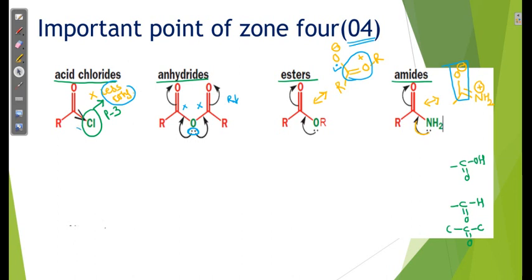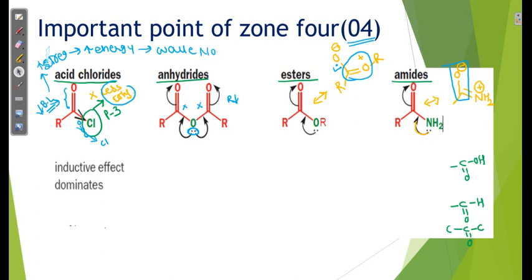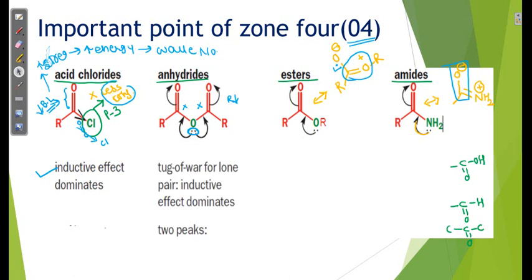Due to the inductive effect, Cl will withdraw the electron, so carbon will stretch here, and the oxygen is also going to be stretched, so the carbon and oxygen bond length decreases, so the bond strength increases. Due to the increase in strength, it requires more energy, it requires a higher wave number. So dear student, I can say here the inductive effect is predominant, here there is a tug of war for the lone pair, so the inductive effect is predominant.